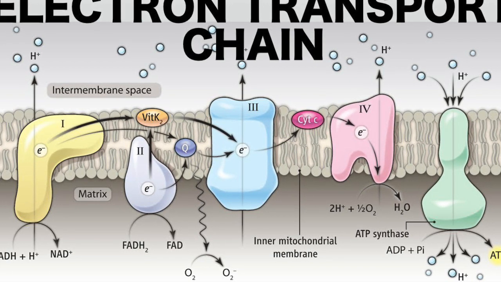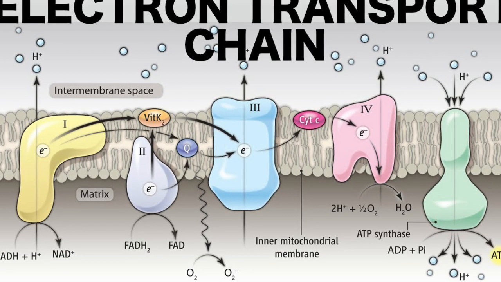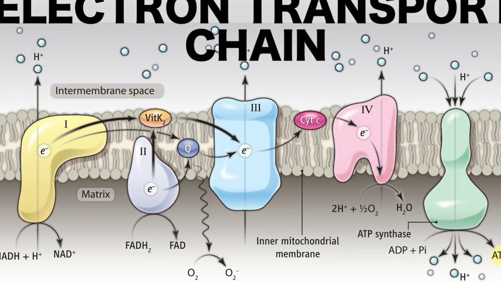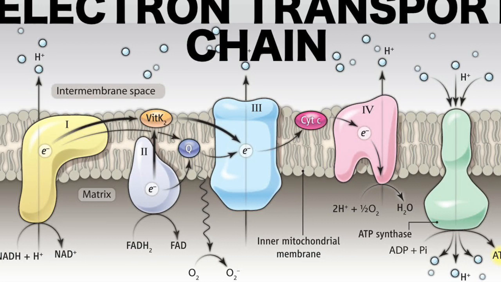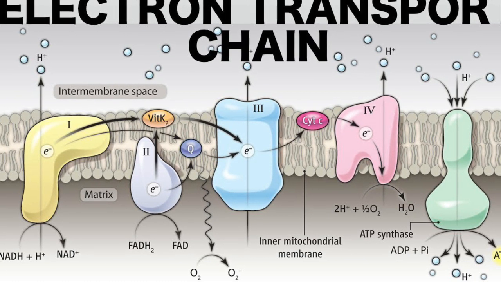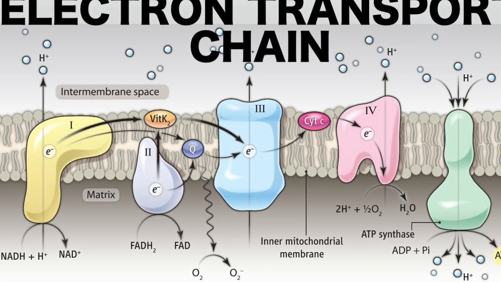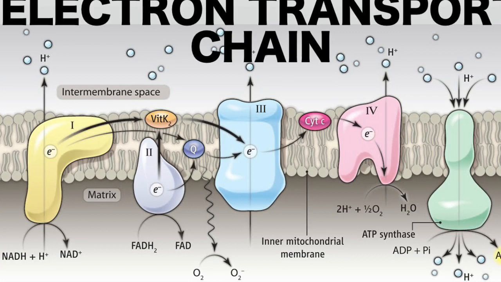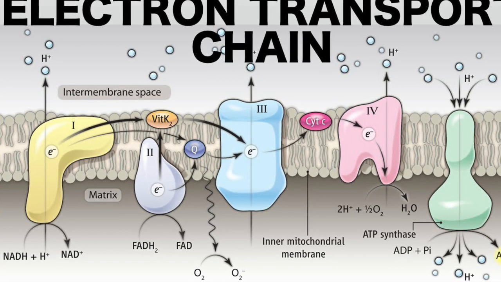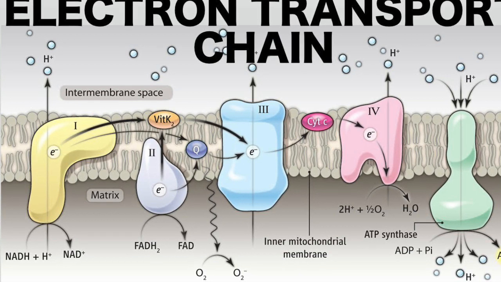Finally, complex 4 gives the electrons to oxygen. The oxygen is now split into 2 ions, and the protons are added to make 2 water molecules. The ATP synthase molecule uses the proton gradient, and through the process of chemiosmosis, it forms ATP. 3 phosphates bind to the headpiece, and it rotates in a way that catalyzes the formation of ATP from ADP and an inorganic phosphate.